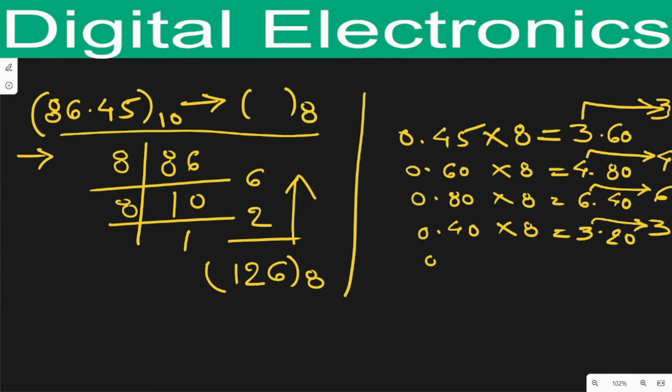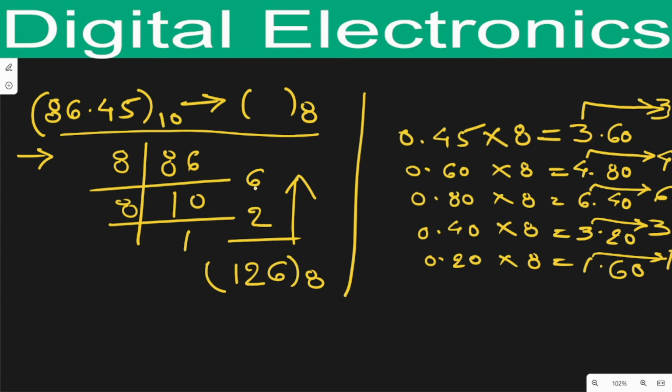What is the remainder? 0.20. After multiplication, what we will get? Okay, so again we can extract 1 here. Okay, this process can be continued until we get 0. Okay, so what we will get? 3 4 6 3 1.